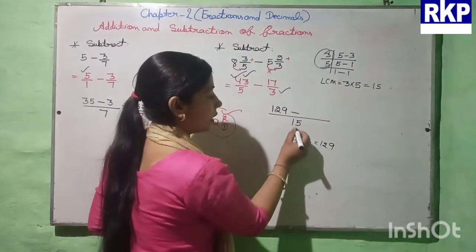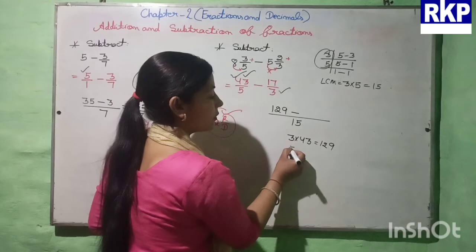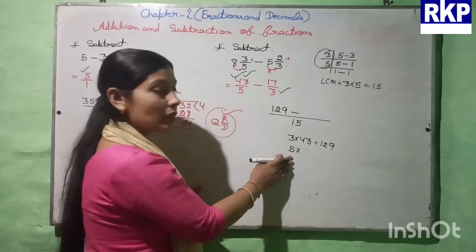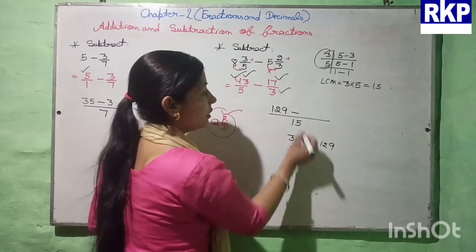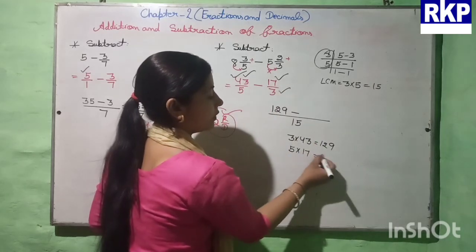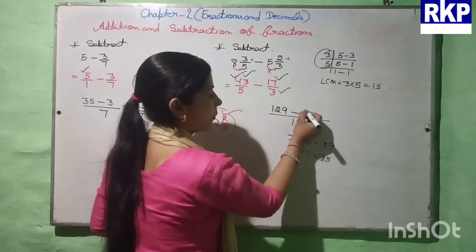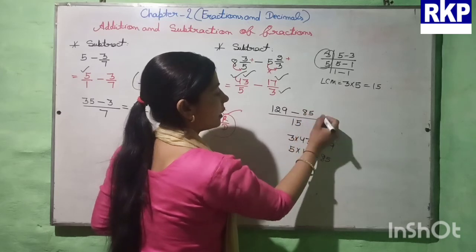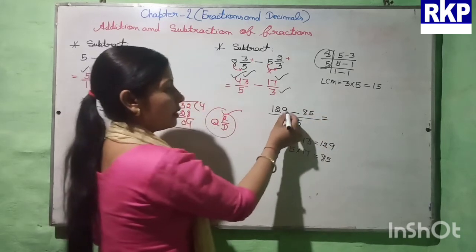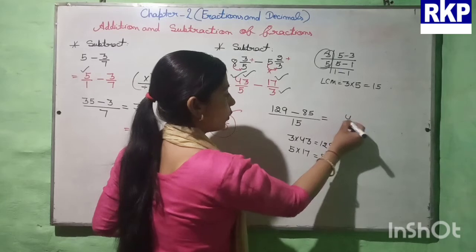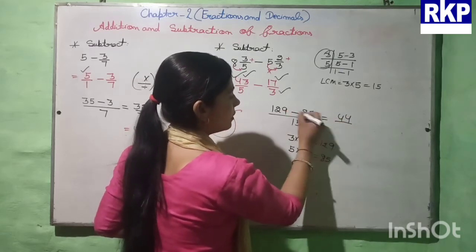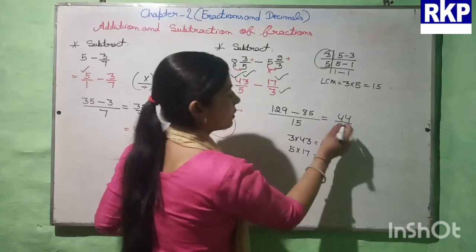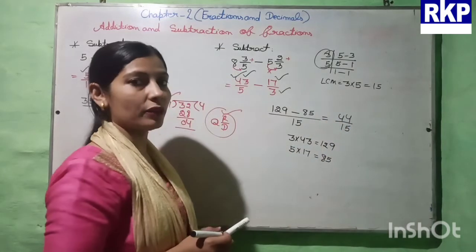Now here we have to divide this 15 with the denominator of the second fraction. So here 15 divided by 3 will give us 5. Now we have to multiply this 5 with the numerator of the second fraction. So 17 fives are 85. So here we will get 85. Now subtract: 9 minus 5 is 4 and 12 minus 8 is 4, and here 0 and here 15. So we will get 44 by 15.